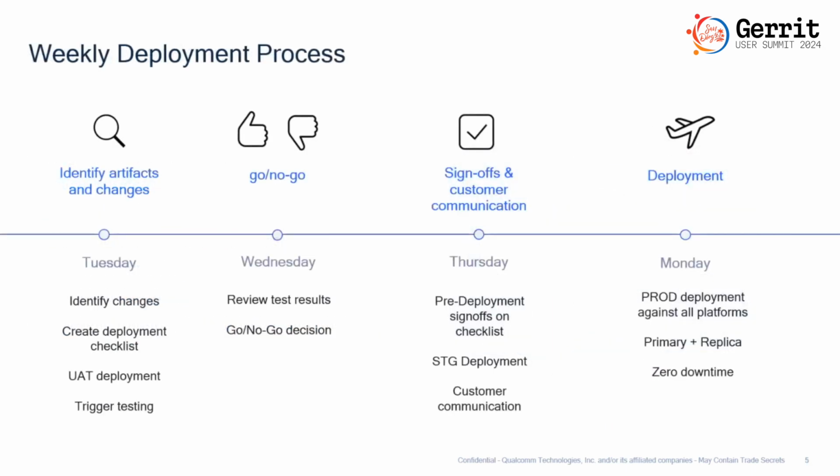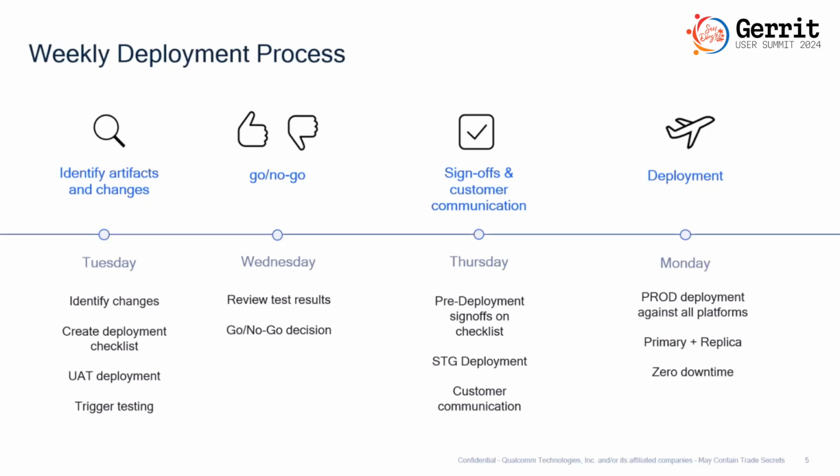Now the weekly production deployment happens on Monday, but the process in a way starts on Tuesday. We identify the artifacts; Nasser and team provide us the artifacts for what has to be deployed. Along with that, if there are any internal tools we have to deploy as well, they'll all be considered on Tuesday. We create a checklist, we deploy them on a non-production environment, and trigger some testing. The next slide talks about testing; we'll deep dive a little bit more there. So that's on Tuesday. Then we review the results, and based on whether it is a go or a no-go, we go to the next step.